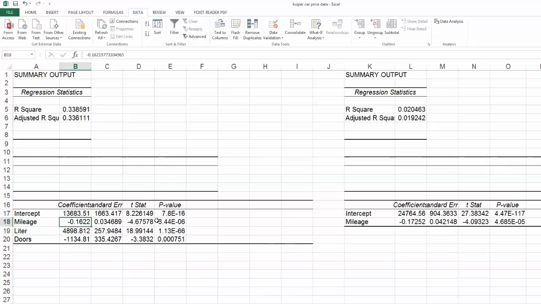And again, if I'm trying to compare these two models, I would probably go with this one, given the fact that the R-squared is a lot better, and I also see that the mileage is still significant here. This estimate of 16.2 cents is still significant because the p-value is still really small. It's actually a little bit smaller than the other one was.